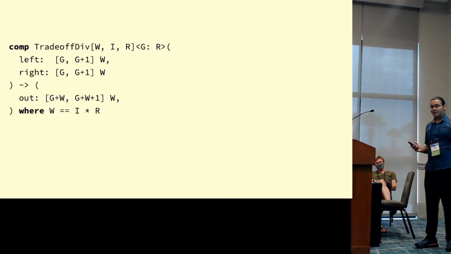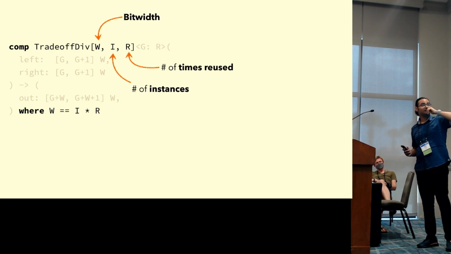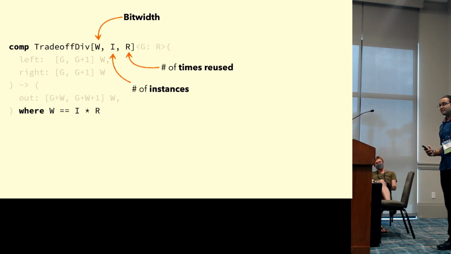I want to wrap up by showing you how we give the signature to the divider implementation that I was talking about. I'm not going to show you the body, that's complicated. But here's the trade-off div. Let me go into each part. So a divider takes 3 parameters: the bit width, the number of instances of f you want, and the number of times you need to reuse them.